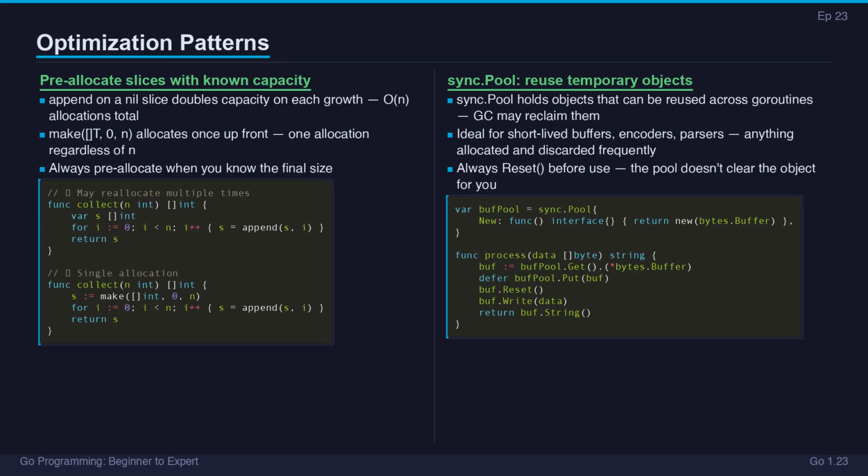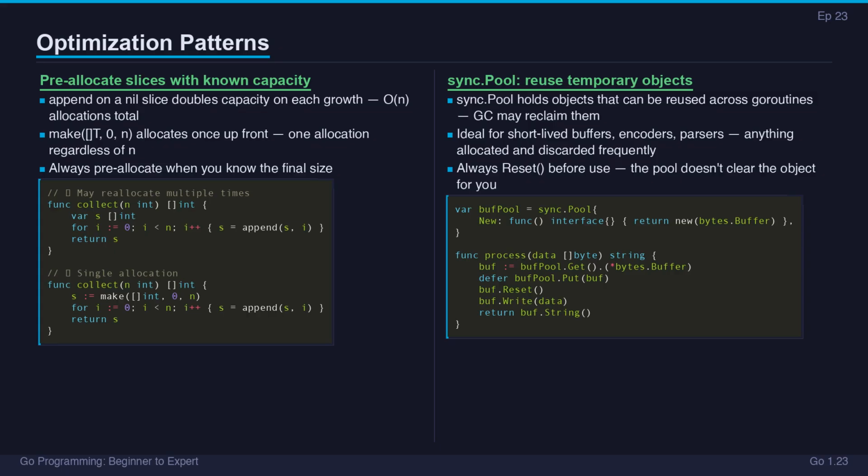sync.Pool is Go's mechanism for reusing temporary objects. It holds a cache of objects per goroutine, falling back to a shared pool, falling back to the New function. GC may clear the pool between cycles, that's fine, it's a best-effort reuse mechanism. The pattern: Get, Reset, clear any previous state, use it, Put it back. Common use: bytes.Buffer for serialization, sync.Pool to avoid allocating one per request.